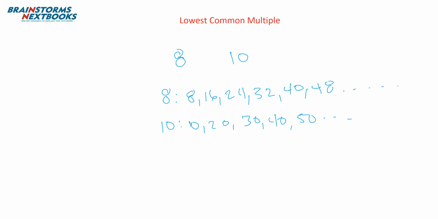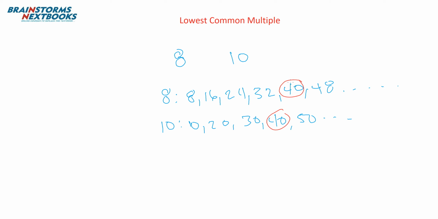Maybe I go higher, maybe I don't. Again, always look at the bigger number first, not the smaller number. 10. Does 10 repeat up here? 8, no. Does 20 repeat up here? No. 30, no. Does 40? Wait a minute, I totally see a repeat. 40. And yes, 40 is my lowest common multiple. Again, it would have been incorrect to say that 80 was my lowest common multiple. Yeah, 80 is a multiple, but not the lowest. 40 is actually the lowest.